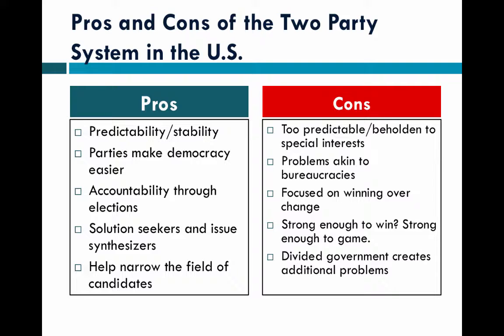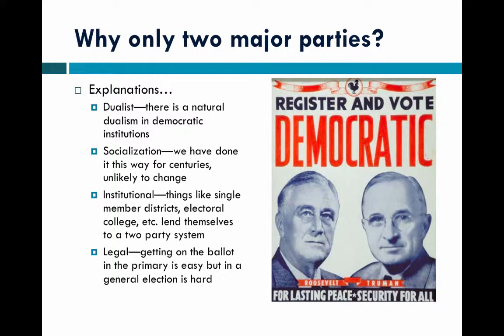If the parties are strong enough to win, they are often strong enough to game the system, meaning they can find loopholes in existing law and regulations to make it more difficult for others to pose a credible challenge. And then, as we'll talk about with Mayhew, we have the issue with divided government. So why only two major parties? Well, first, there are several explanations that are sometimes given. Some of them have been tested, and it's hard to test for others. So we'll go along and talk about that as we go through.